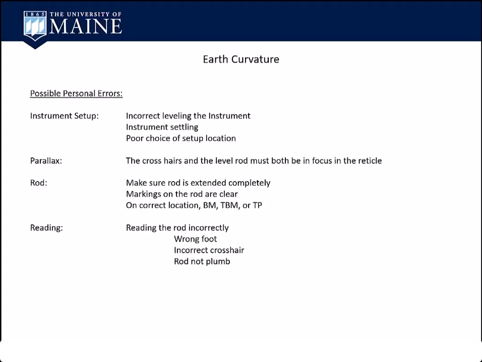Reading the rod incorrectly. Sometimes, I say you're far away, sometimes when you're closer, you can't see the foot markings on the rod. You might not have one of those in your reticle. And you just ask the rod man to move his finger up and down the rod to where he is on level, and he'll tell you what foot that is.